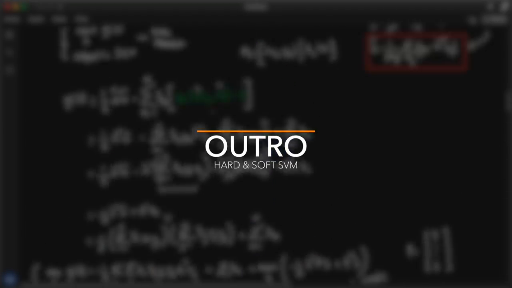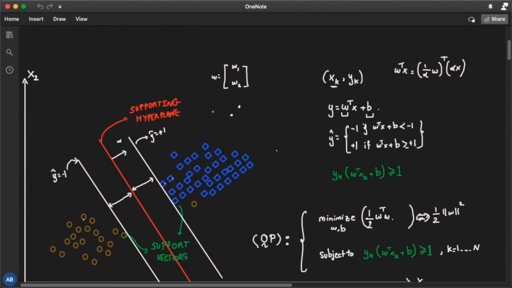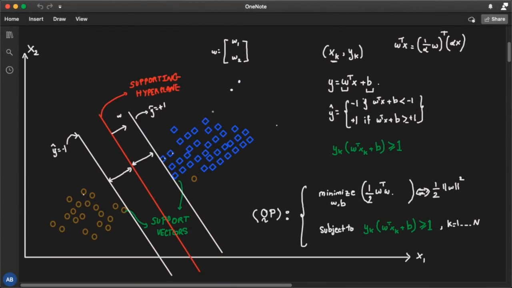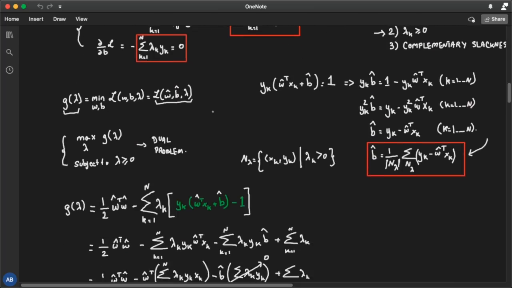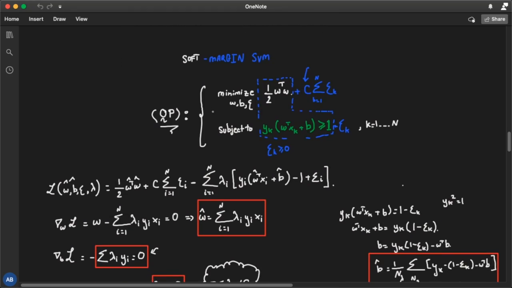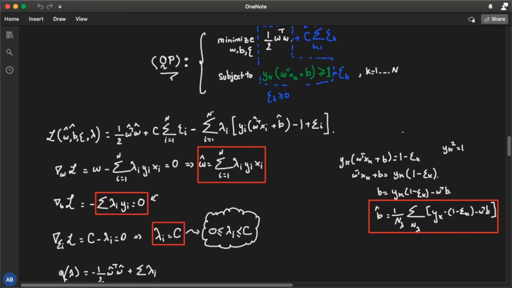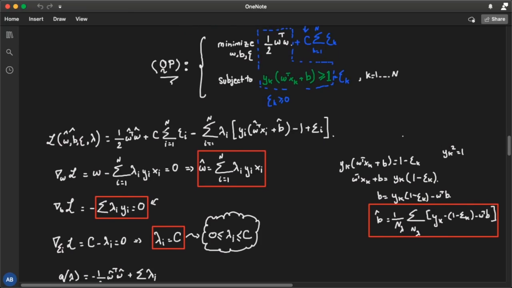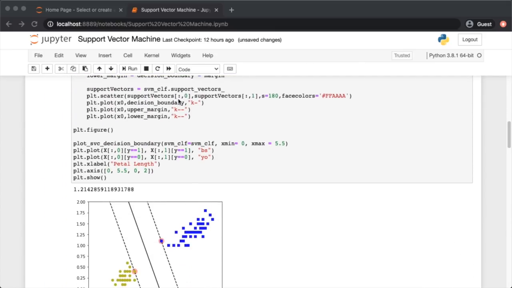For this lecture, we pretty much did a lot of stuff. We started out with what an SVM is, how to formulate both hard and soft margin SVMs, how to formulate their corresponding convex optimization problems, and how to solve them using the Lagrangian and KKT conditions, along with their respective Python implementations.